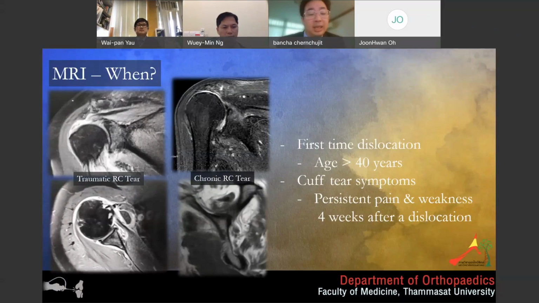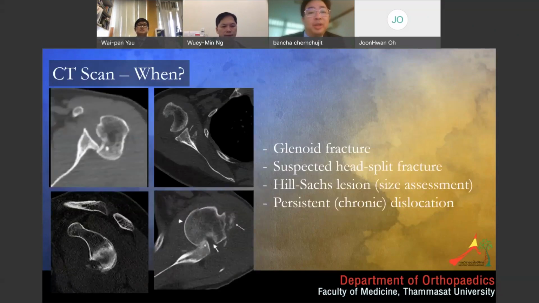CT scan, when should we do that? If there's a glenoid fracture or you suspect a head split fracture, to calculate the amount of bone loss, or in some patients that have persistent dislocation, we want to see the degree of bone defects. So the CT scan will be useful.